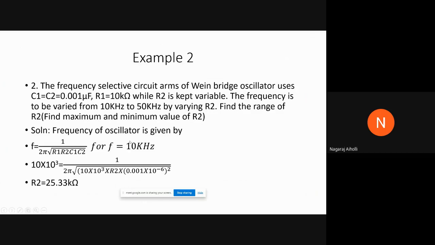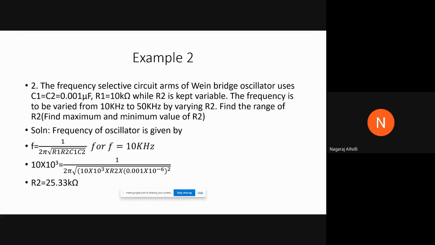We know the frequency of oscillator equation for the Wien-Bridge oscillator, that is F is equal to 1 upon 2 pi square root of R1 R2 C1 C2. Okay, this is the frequency of the Wien-Bridge oscillator equation.